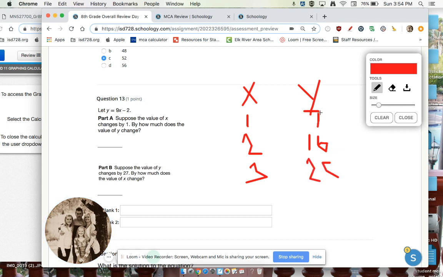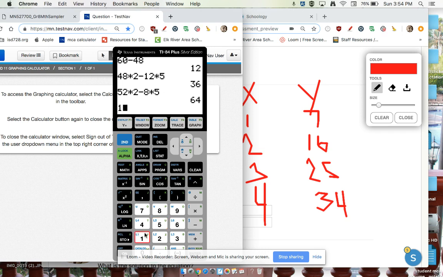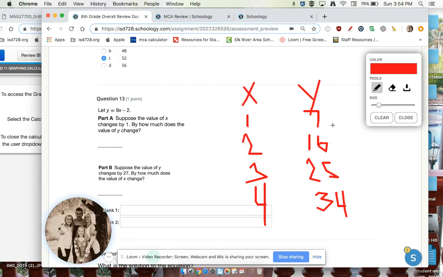And I'm just going to analyze what is my change here. Maybe I'll do one more just to get enough values here. 9 times 4 is 36, minus 2 would be 34. So now what I'm going to do is just check to see how did my y change. So from 7 to 16, I do big number minus small number. That looked like it changed by 9, so I added 9 to it.